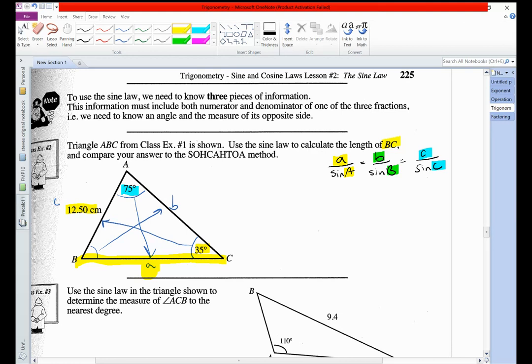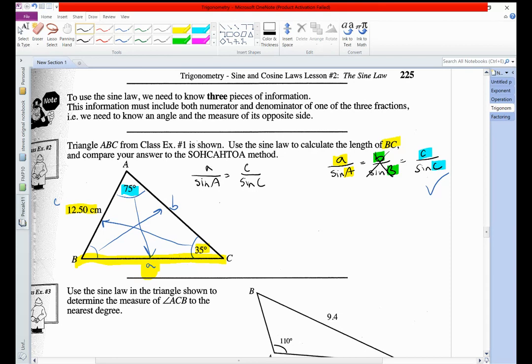So we know both angle C and side length C, and we know angle A, but we're looking for side length A. So what we can do is use those two pieces of that formula: A divided by sine of A is equal to C divided by sine of C. We don't need to worry about the B part of it. We only need to use two of those fractions. Let's fill out the information we know.